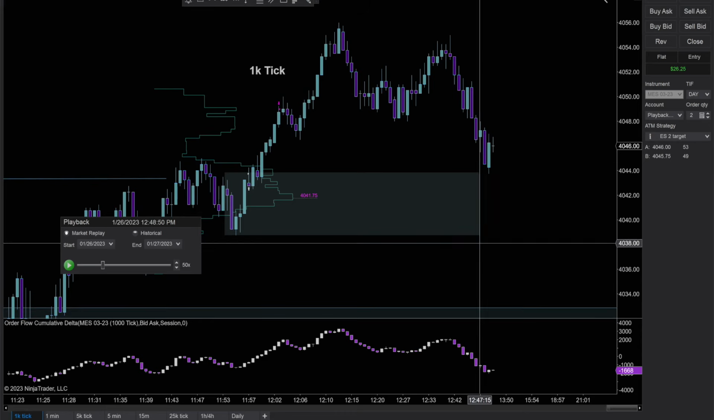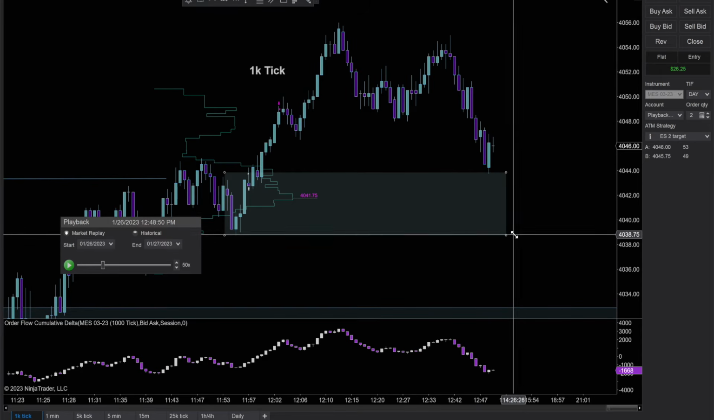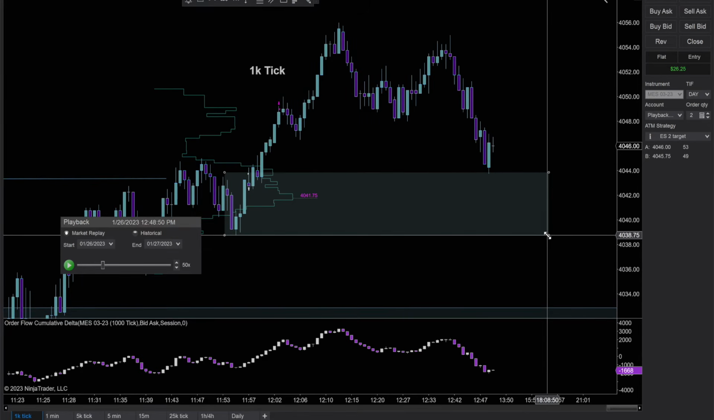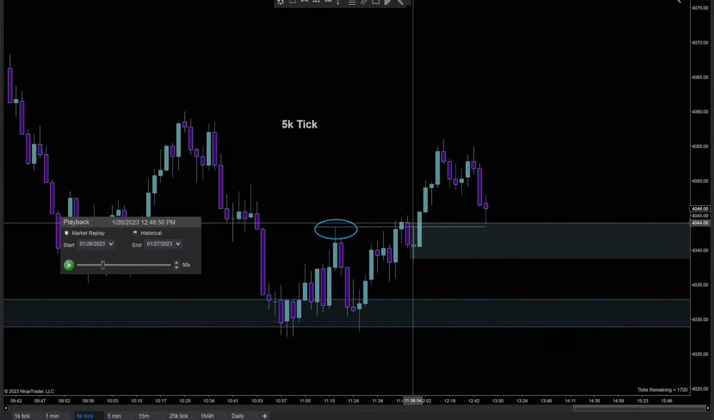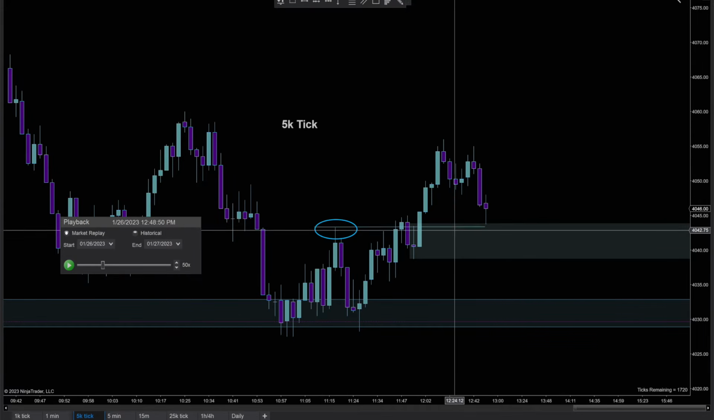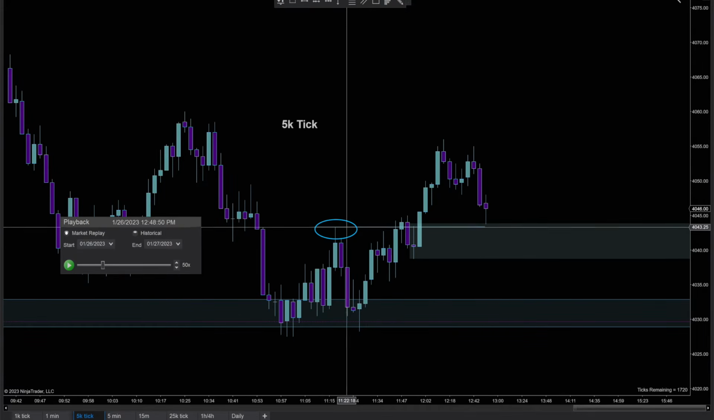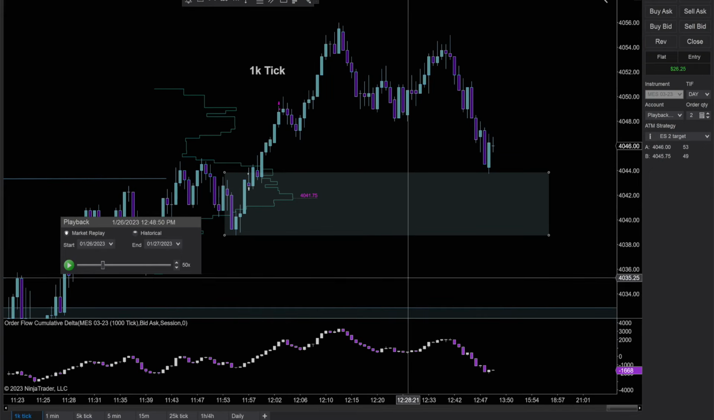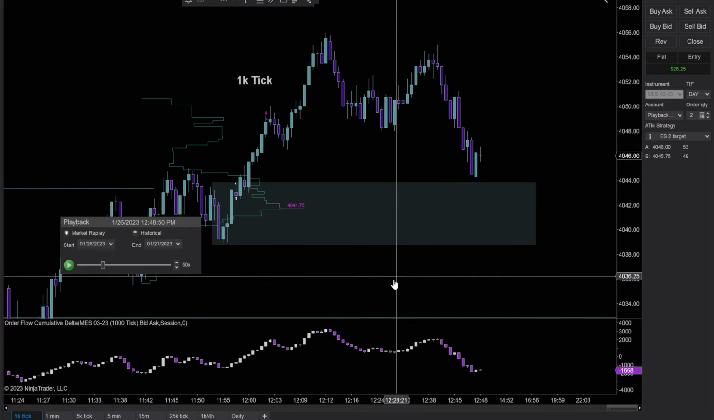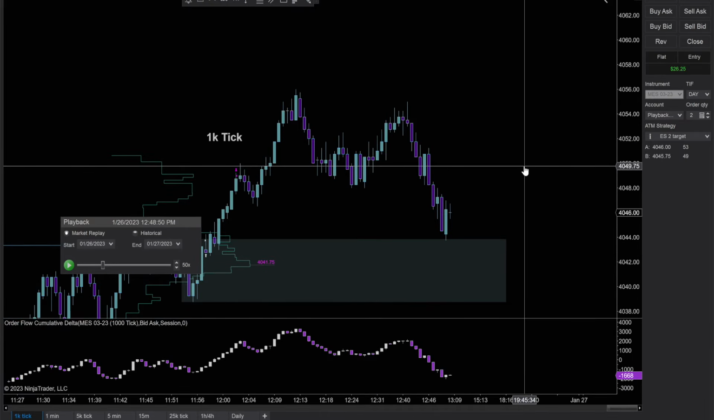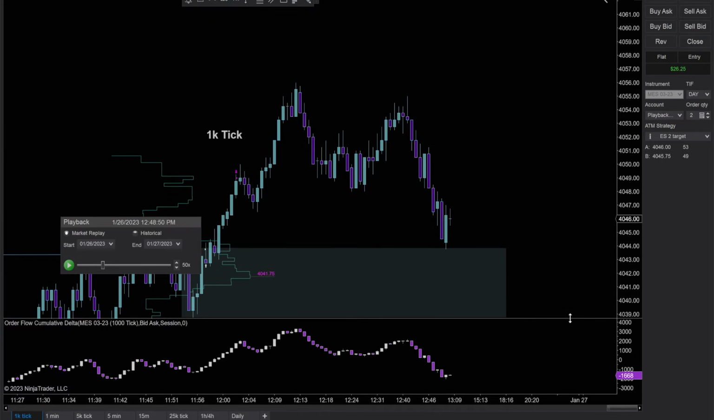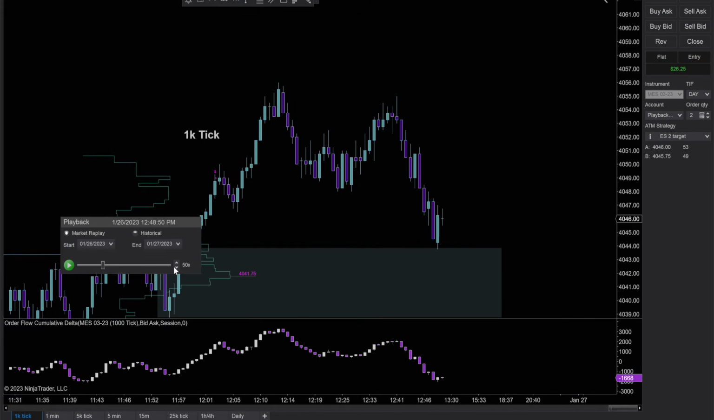Okay. Let's just adjust this so we can see what we're doing here. So now you can see. Let's go back to the 5K tick. You can see that we now came into this demand area, just wicking it and touching this structure point. So now, again, we're just going to look for where is a break of structure on this 1K tick chart.